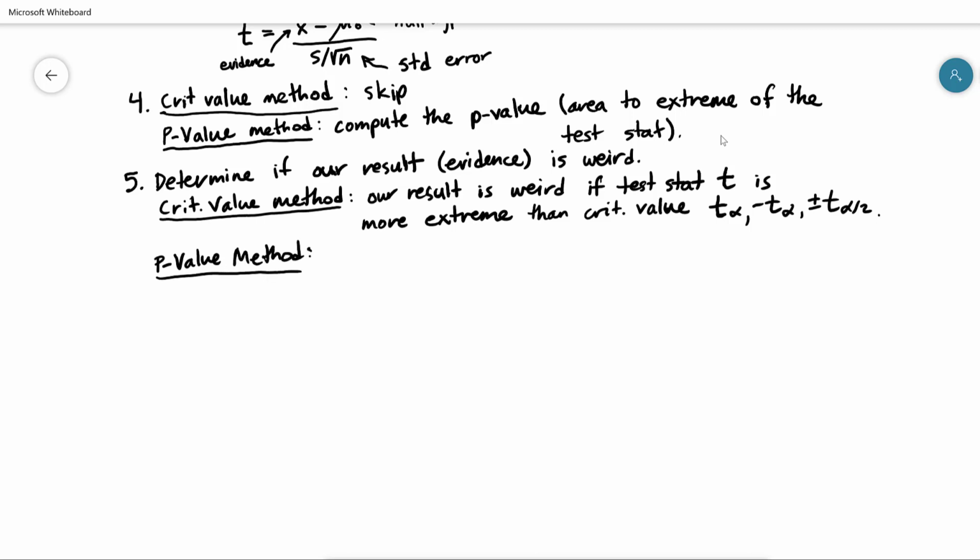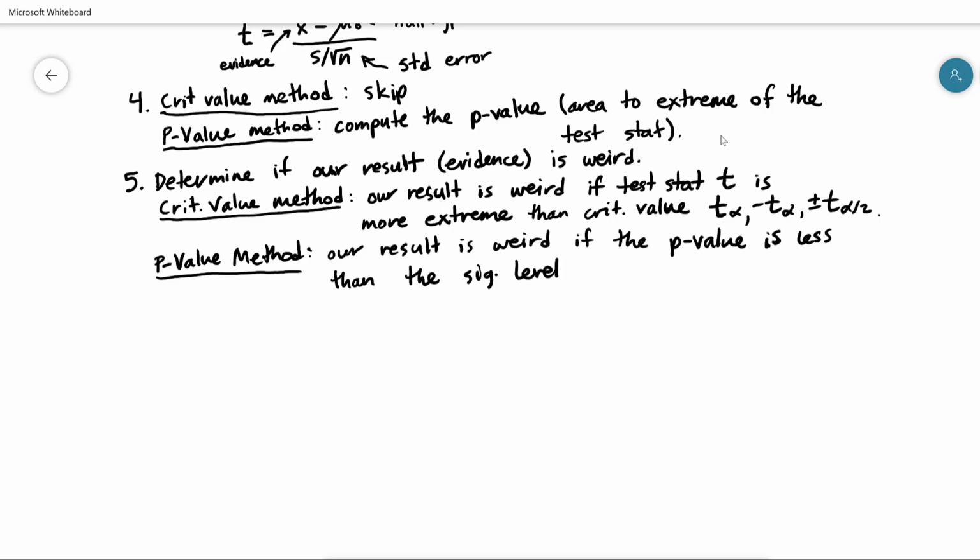P-value method. Again, we're trying to determine if our result is weird. In the p-value method, our result is weird or unlikely if the p-value is less than the significance level, which was alpha. Basically, the significance level alpha is what we define to be weird.